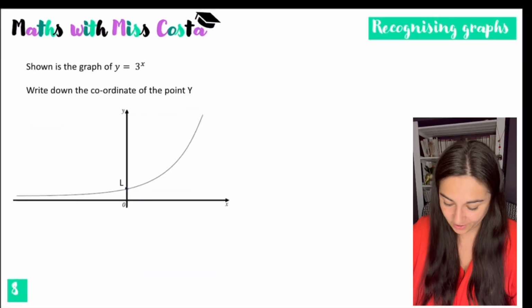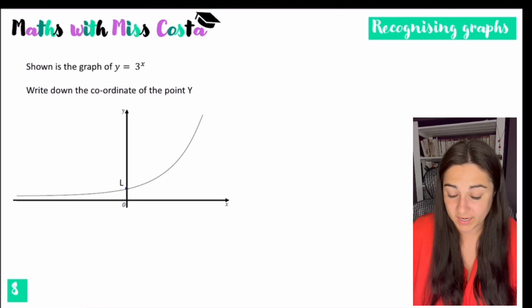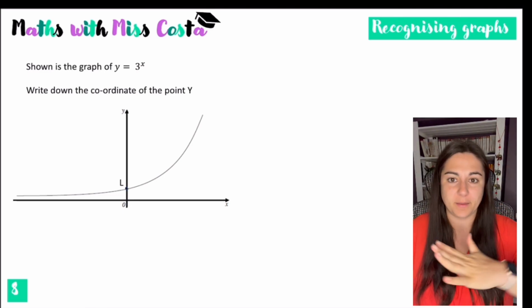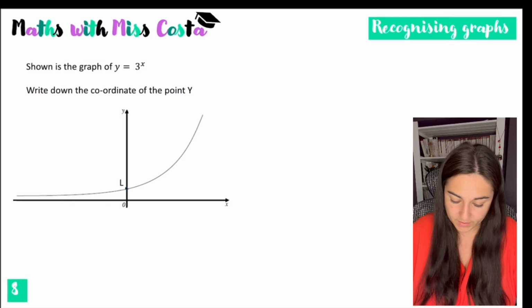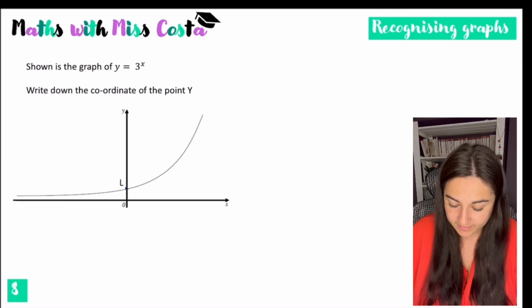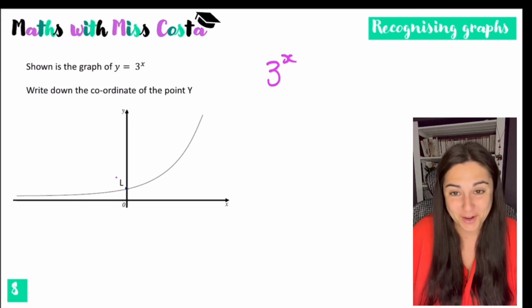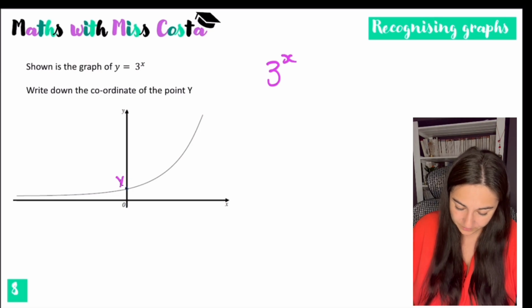Okay, so this kind of graph is what we would call an exponential graph. It just means that things don't grow in a linear state. They kind of boom and go off. So we are showing the graph of y equals 3 to the power of x, and we need to figure out the coordinate of point y. Once again, I've just mistyped that. So that's the point y over here.